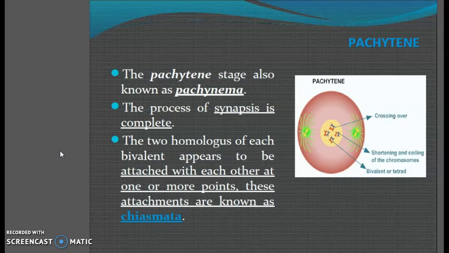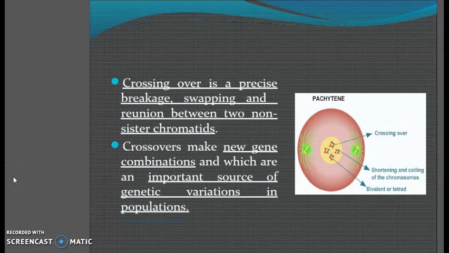The pachytene is also known as pachynema, and the process of synapsis is almost complete here. The two homologs of each bivalent appear to be attached to each other at one or more points. These attachments are known as chiasmata. Crossing over is a precise breakage, swapping and reunion between two non-sister chromatids. The crossovers make new gene combinations, which are an important source of genetic variation in populations.